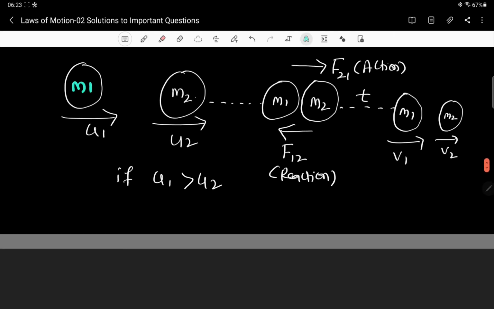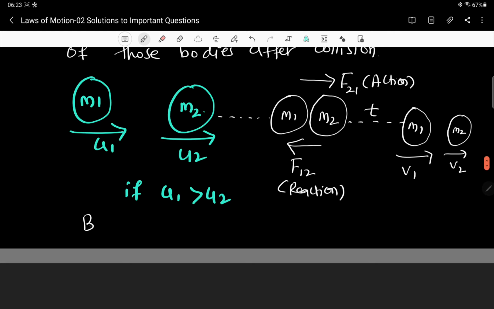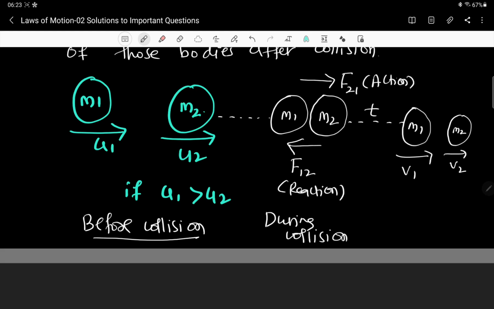Look at this, body m1 was moving with velocity u1, and body m2 with velocity u2. Now if u1 is greater than u2, they are going to collide. This situation is called before collision. They haven't collided yet. And this is called during collision. During collision, these forces will come into picture. Then this situation is called after collision. So these are the three situations we have. Now, what is the sum of momentum before collision?